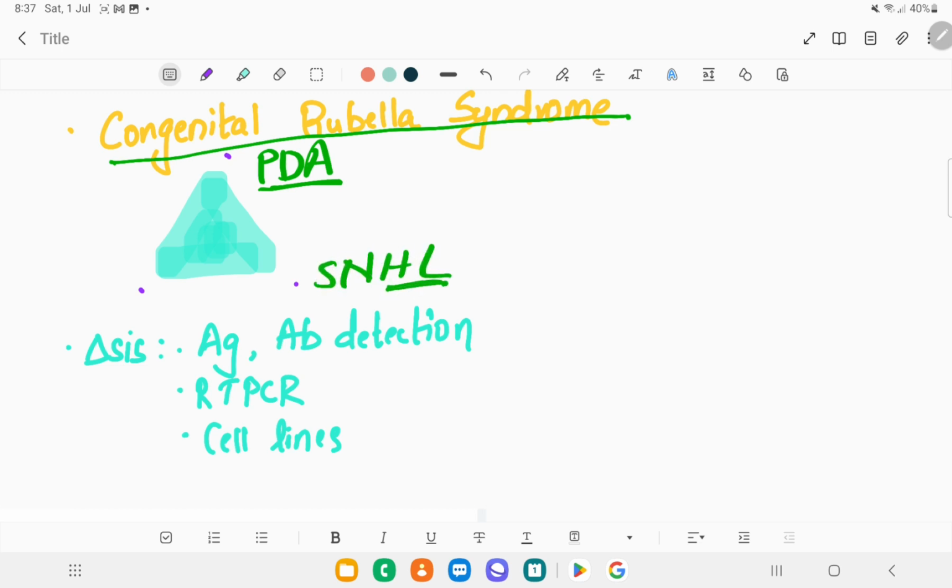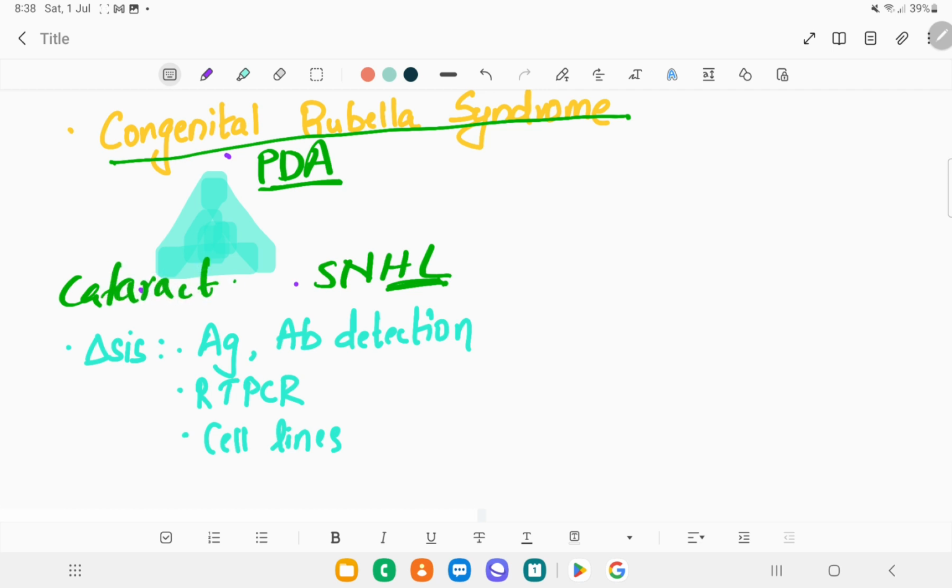And which kind of hearing loss? It is sensorineural hearing loss. So again, about the types of hearing loss and all, I'll take in some other classes. Just remember, as of now, just mug it up. The child's ear is going to be affected, and the child presents with sensorineural hearing loss. And then the eyes are going to be affected, the child presents with cataract.